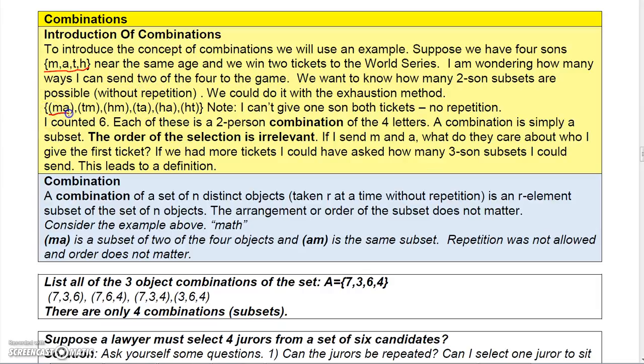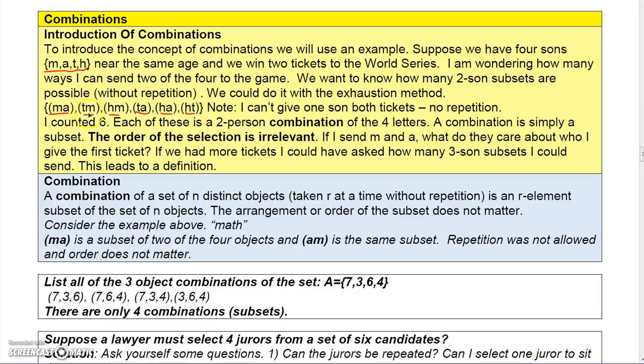Well, I could send M and A, or I could send T and M, or H and M, or T and A, or H and A, or H and T. So that's 6. So I've got 6 different subsets that I could send to the World Series. Now notice that MA and AM are not both listed, because if M and A get to go to the World Series, then that's the same as A and M getting to go to the World Series.